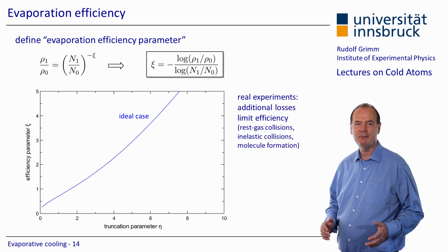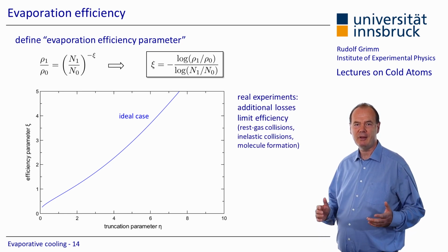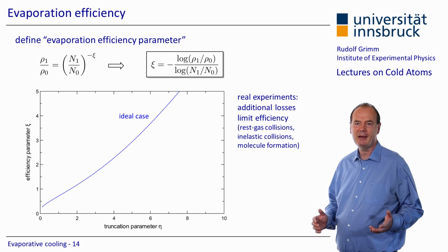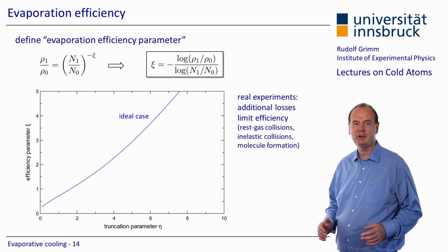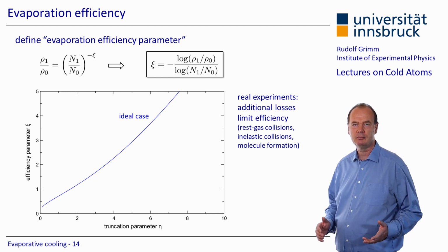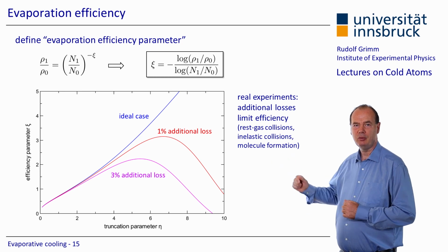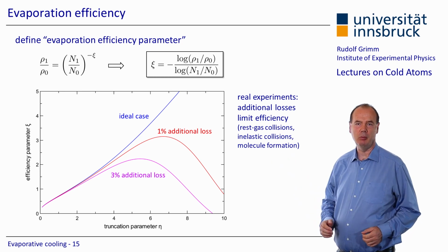In reality, we have additional losses, like from rest gas collisions, no vacuum is perfect, from inelastic two-body collisions between the trapped atoms, or from molecule formation in three-body collisions. And here is what we get when we add additional losses to our model.